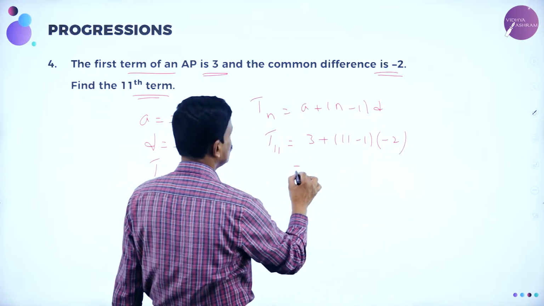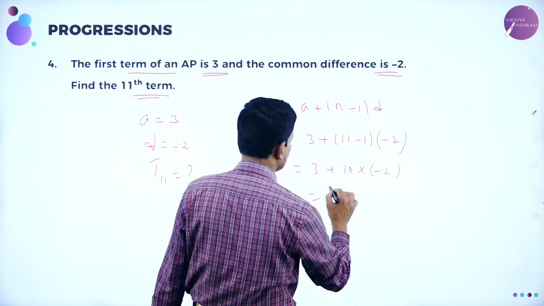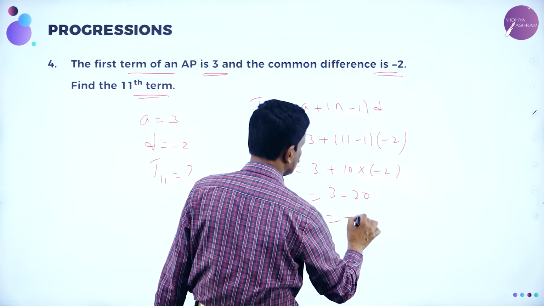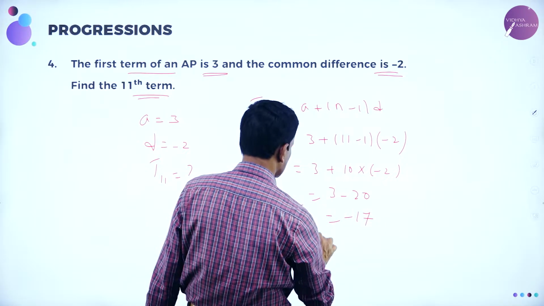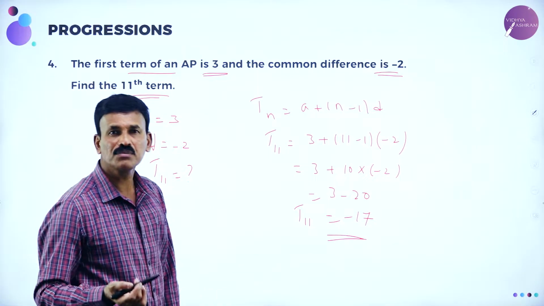D is minus 2. This is 3 plus 11 minus 1, which is 10, into minus 2. So 3 minus 20 is equal to minus 17. So the 11th term of the sequence is minus 17. That's it. Now let us come to the next problem.